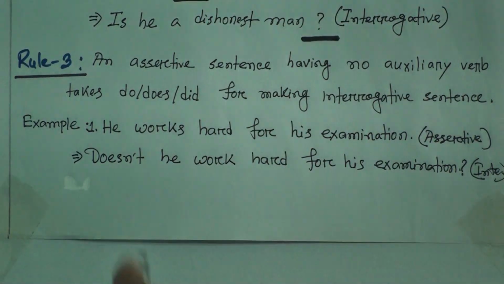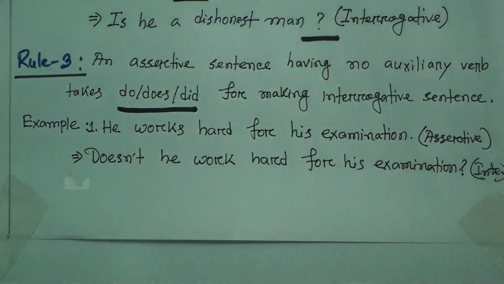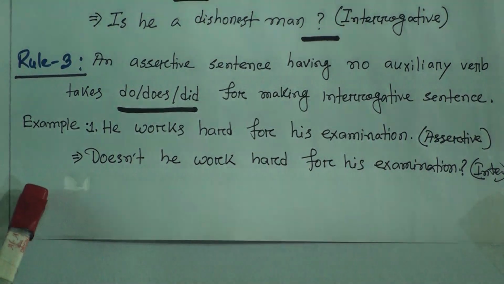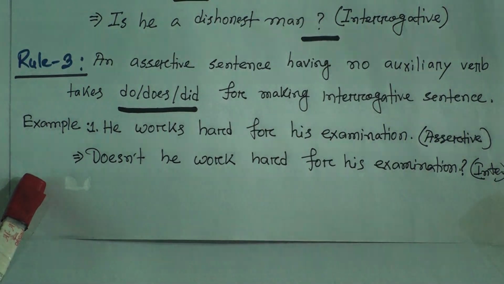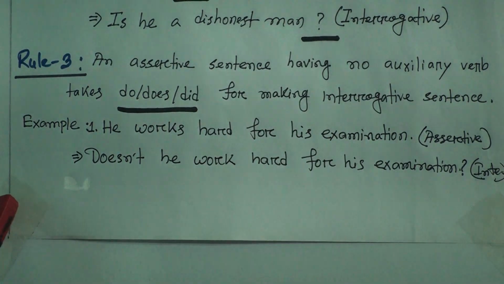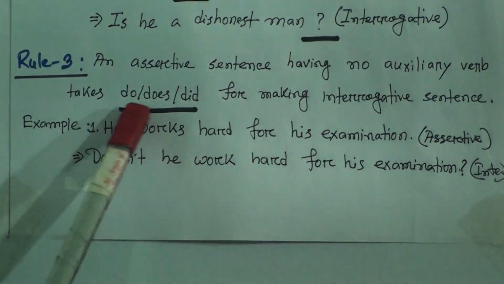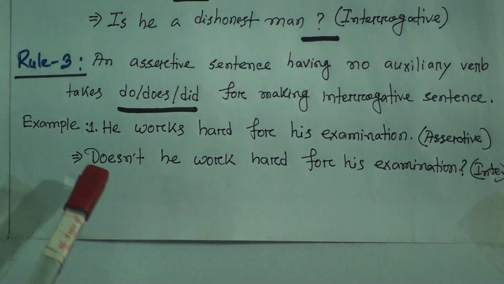Rule number 3, an assertive sentence having no auxiliary verb takes do, does or did for making interrogative sentence. This is very important. If the sentence carries auxiliary verbs, be verbs or have verbs or modal verbs, then those verbs will be used at the beginning of the sentence. But if the sentence doesn't have any kind of auxiliary verb, then you have to take do, does or did according to the person and tense of the sentence.